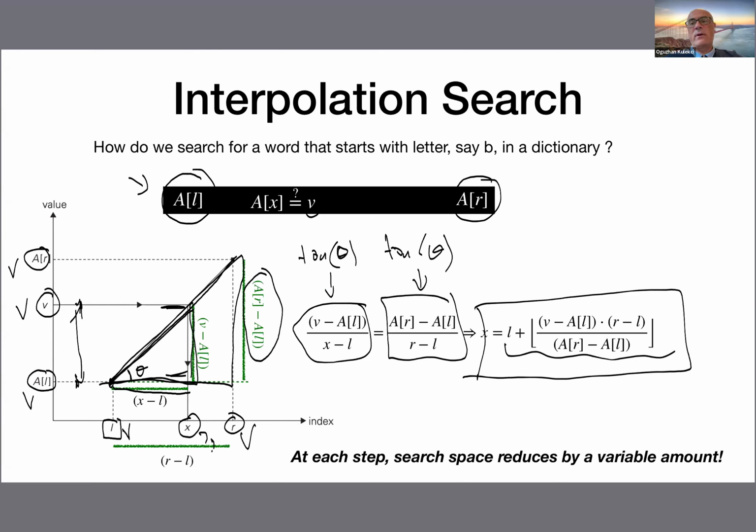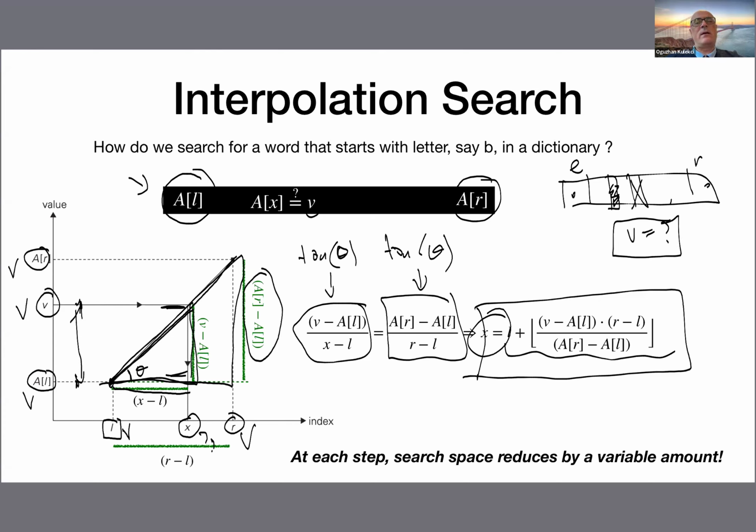That means whenever I am doing my search, I have my L position, I have my R position and corresponding values, and I'm looking for what V is. Instead of going and checking the middle element, I will compute X, and wherever it points to, I will go and check the key value with that element. Again, the rest of the procedure is the same. If that key is greater than the element at position X, then I should consider the right partition, otherwise the left partition. So that is the interpolation search.